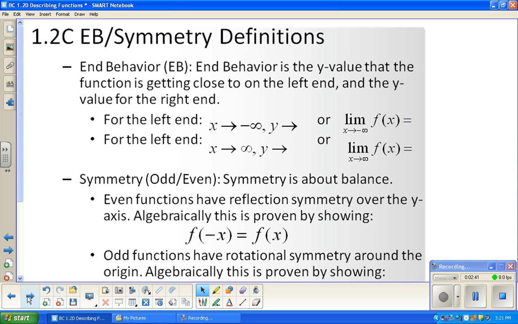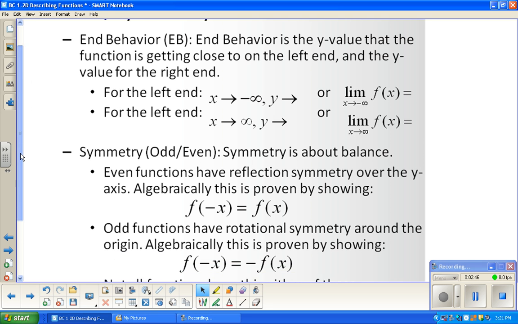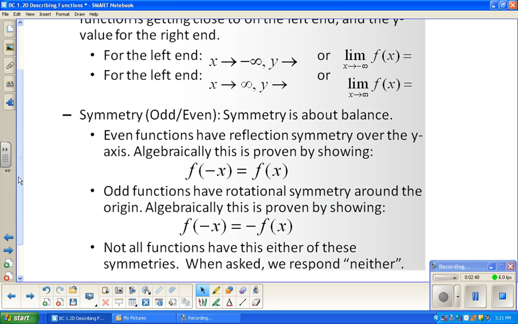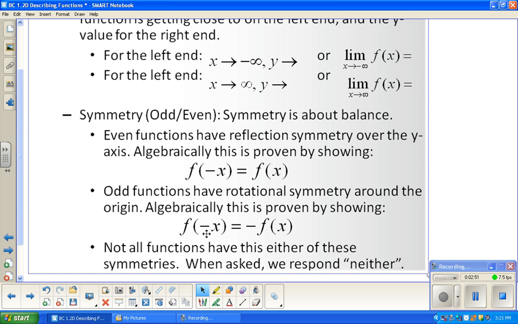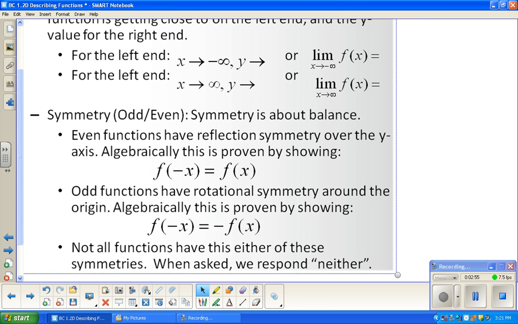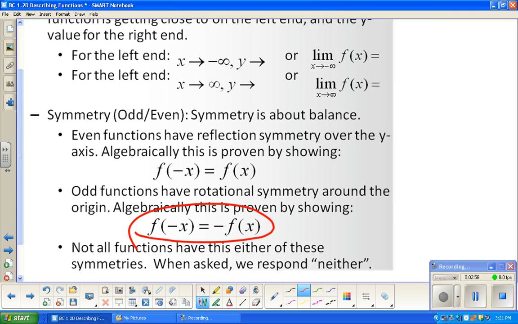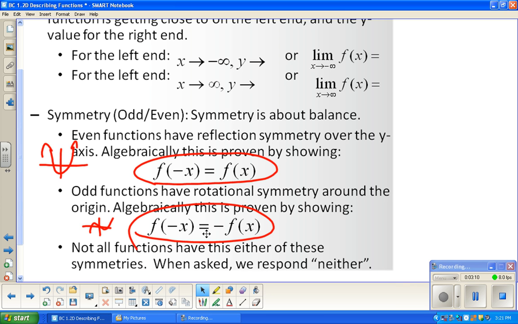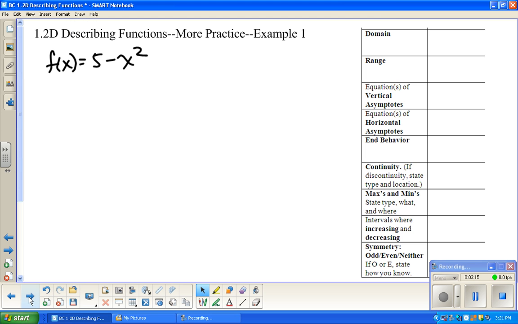Odd is when you have rotational symmetry around the origin, and that's when you have f of negative x. That's how you would prove it. f of negative x is equal to negative f of x. So that's odd, and that's for proving. And again, we're talking about a graph that looks something like that maybe. And then even, you'd use this for proving, and again, graphically, we're talking about something that looks like that. It's balanced across the y-axis. And again, not all functions have odd or even symmetry. There are things that have neither.